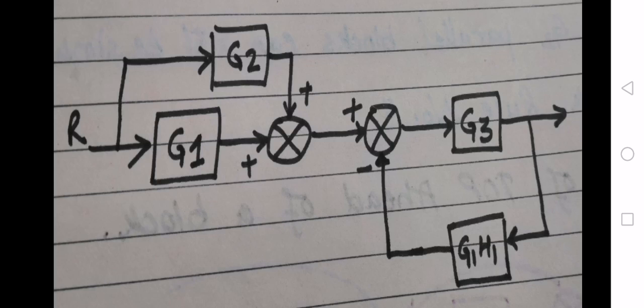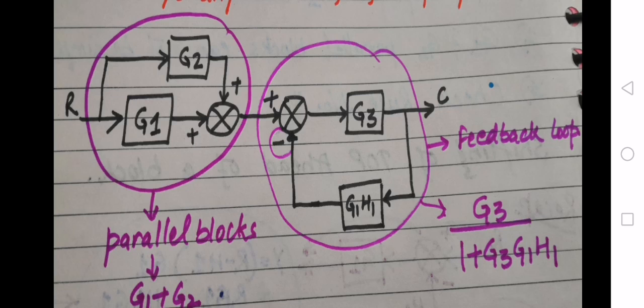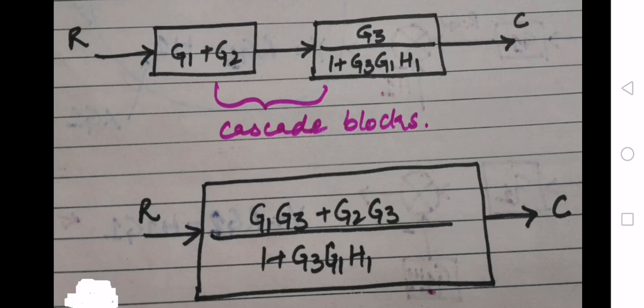Now, on seeing it, we can simply say that we can go for the parallel rule and the feedback rule. On solving the parallel blocks, we get G1 plus G2, and on solving the feedback loop, because a negative sign is there with G1 H1, we get G3 upon 1 plus G3 G1 H1. Both of these two blocks are in cascade, so we simply multiply them. So here is our answer. This finishes our numerical 1.